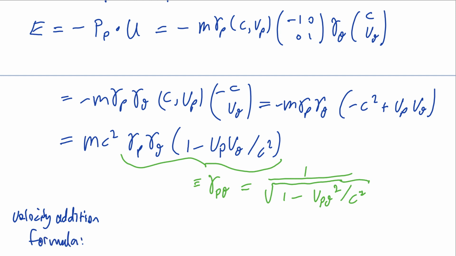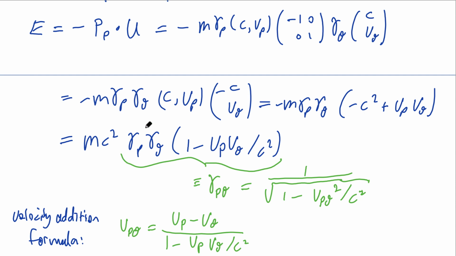If you'll recall, the velocity addition formula tells us that the velocity of the particle as seen by the observer O is equal to the velocity of the particle in the rest frame, the Minkowski frame, minus the velocity of the observer in that frame, divided by 1 minus Vp Vo over c squared. You can now check for yourself that this combination equals gamma sub PO. Just insert this result for the velocity in here and simplify, and you'll see that you have exactly the same expression. It just requires a bit of algebra.